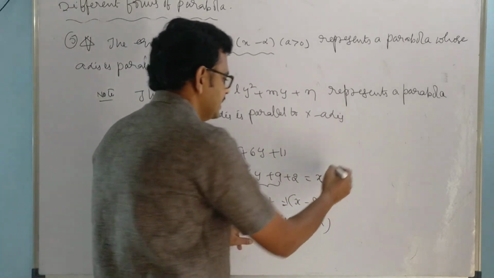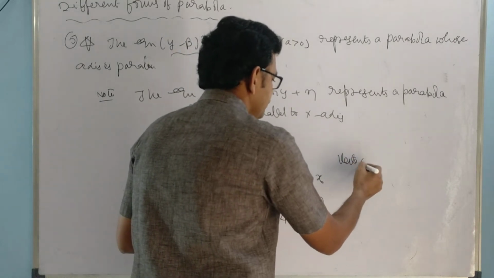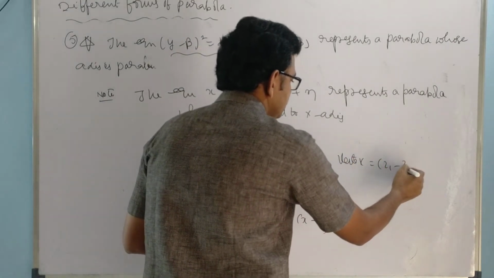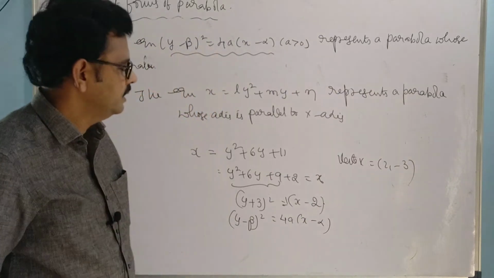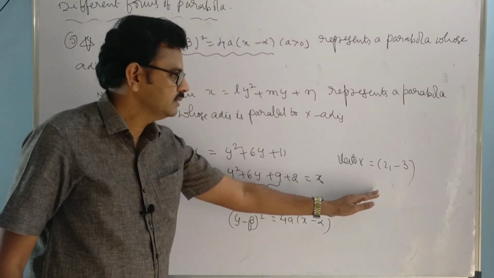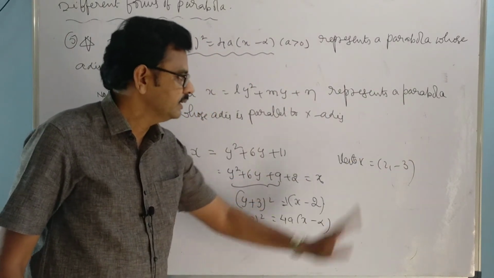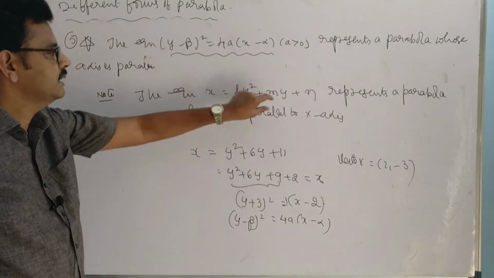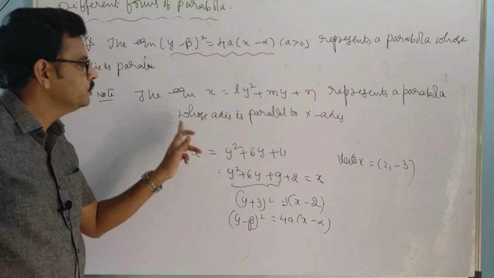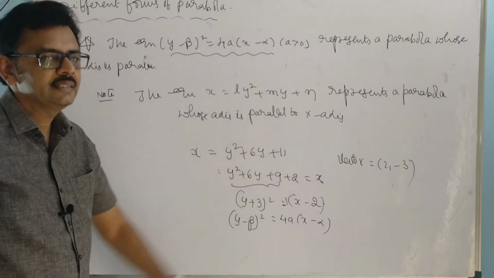So the vertex is 2 comma minus 3. Okay? And you have to find all the remaining: focus, length of latus rectum, everything. So the equation represents a parabola whose axis is parallel to x-axis.